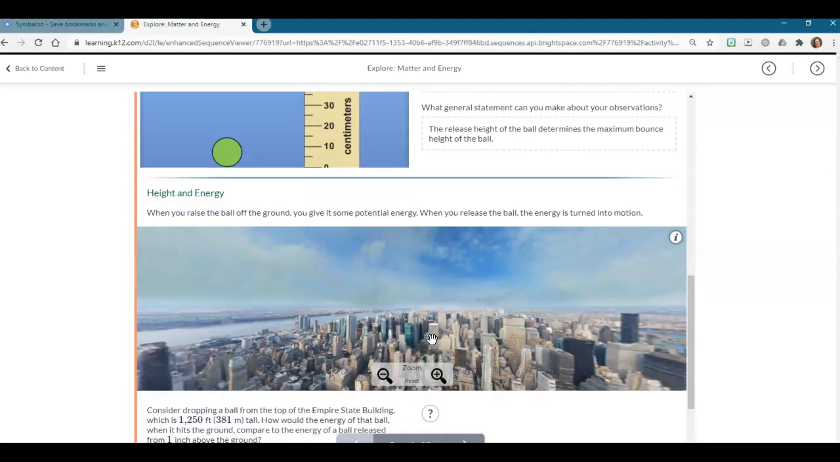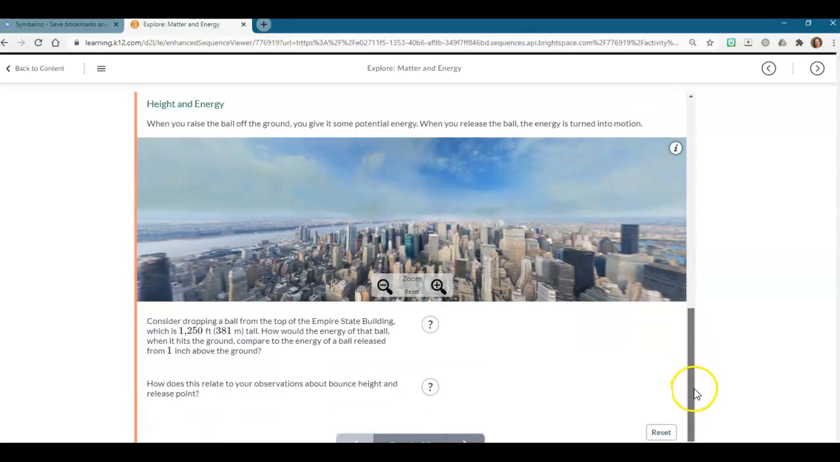So height and energy. When you raise the ball off the ground, you give it some potential energy. When you release the ball, the energy is turned into motion. And we know that that is kinetic energy, and we'll study that later in the unit. So we have a little problem to look at here.